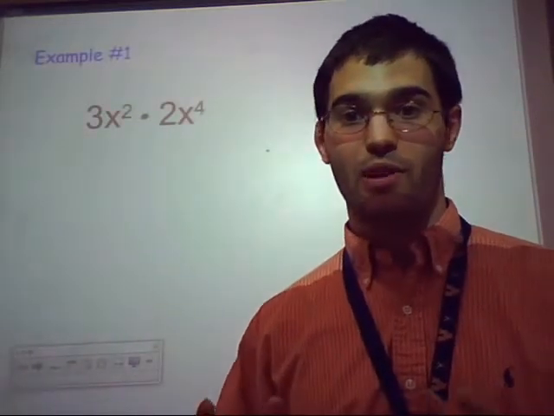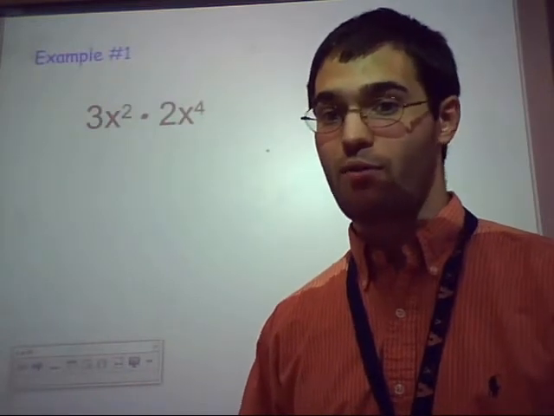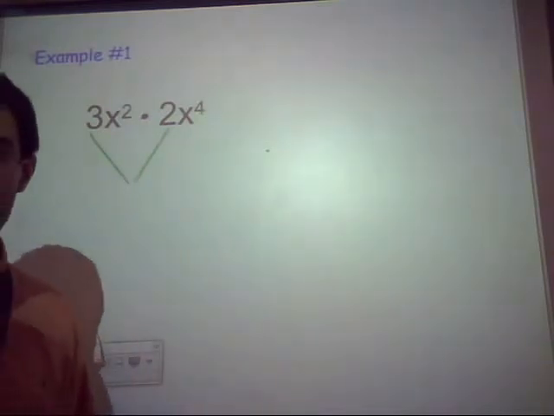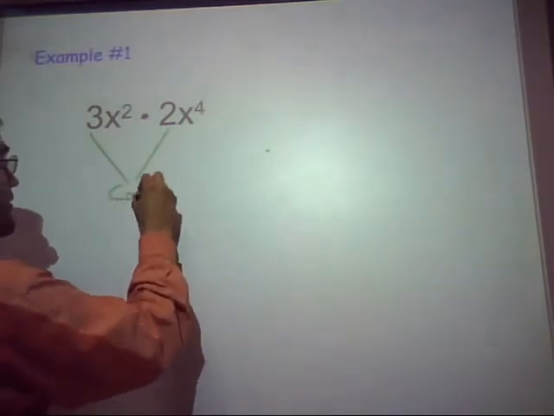anytime you have a number multiplied in front of a variable, it's simply called a coefficient. So the 2 and the 3, these are coefficients.